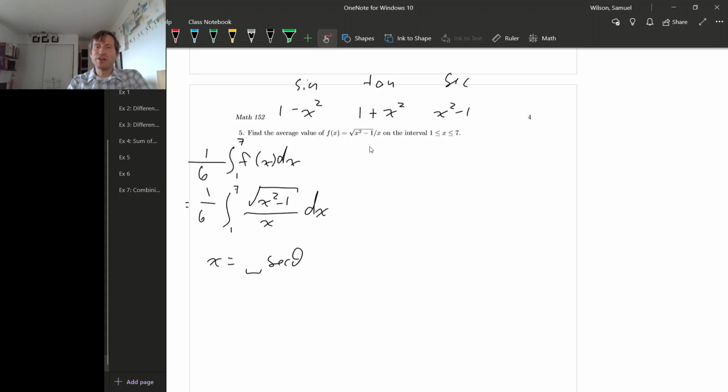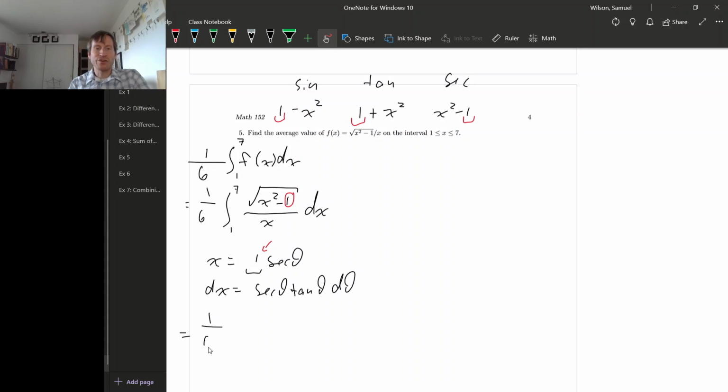And this number in front is always just the square root of whatever is being subtracted, right? For all three of these substitutions, if you have a number other than 1, the square root is what goes in front here. So square root of 1 is 1, so we just have a 1 here. dx is secant theta tangent theta d theta. And now we can do the substitution.